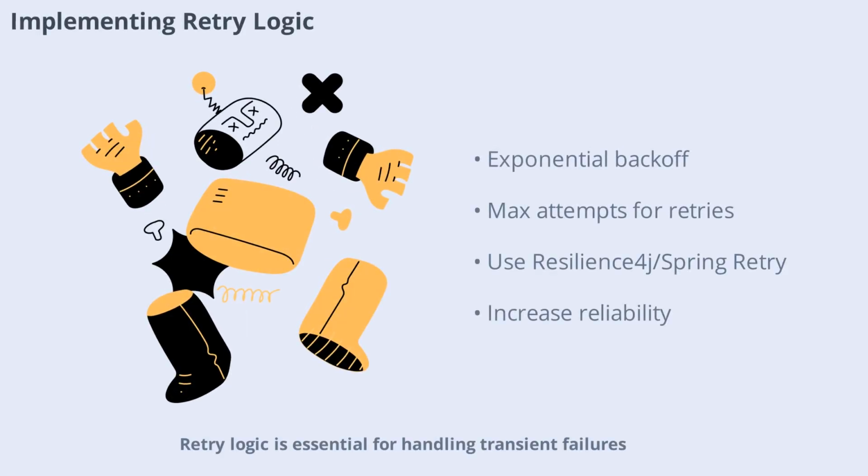Retry logic is essential for handling transient failures. Use exponential backoff and set a maximum number of attempts. In real systems, libraries like Resilience4j or Spring Retry provide robust solutions. By implementing retry with backoff, you increase reliability and prevent overwhelming external services.